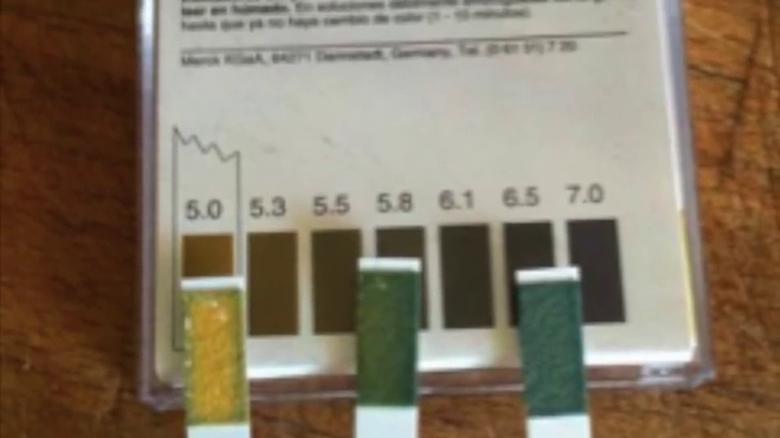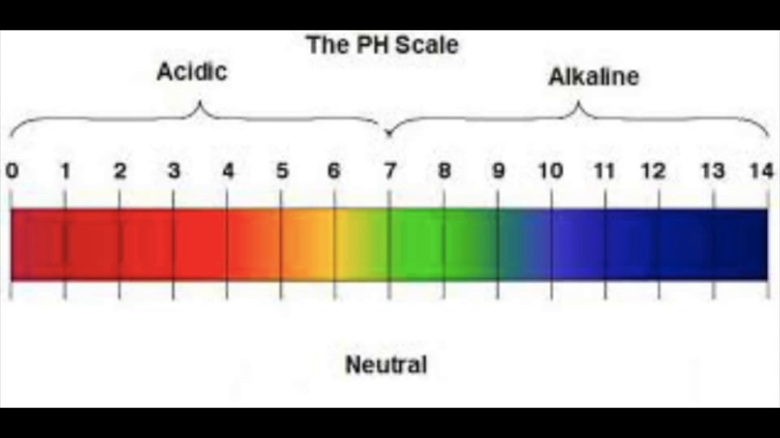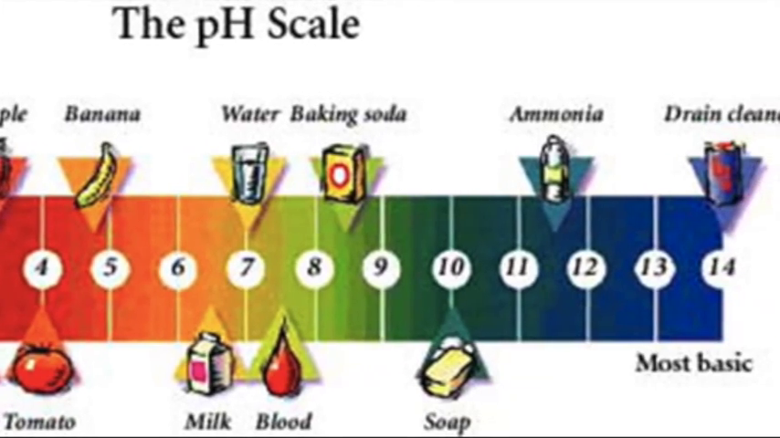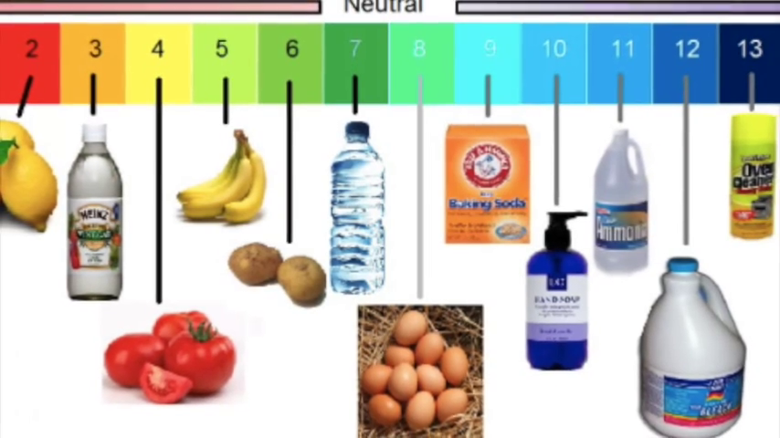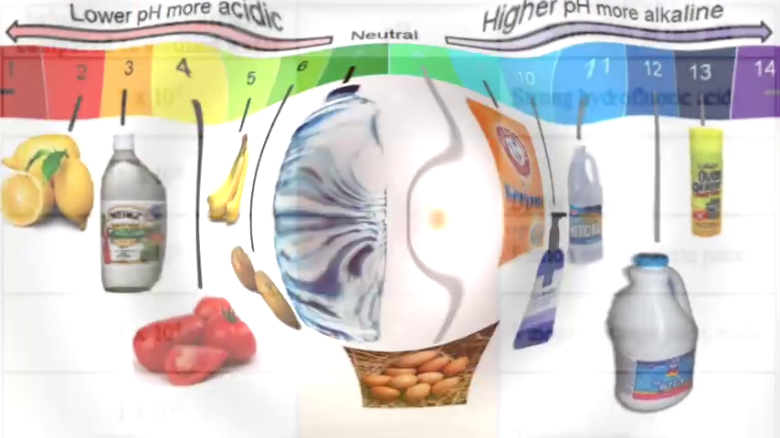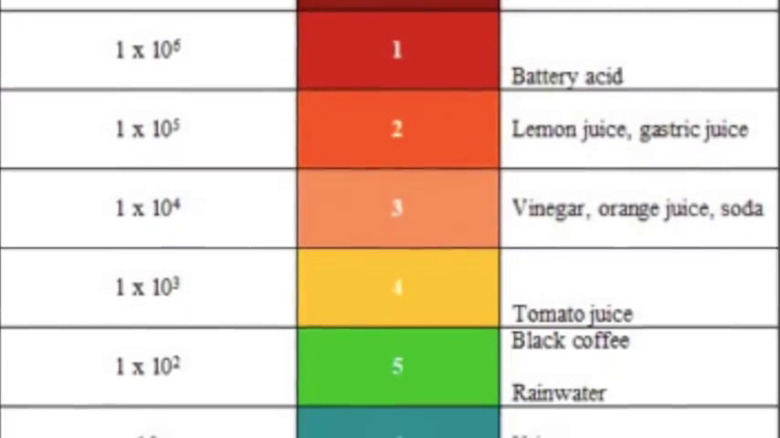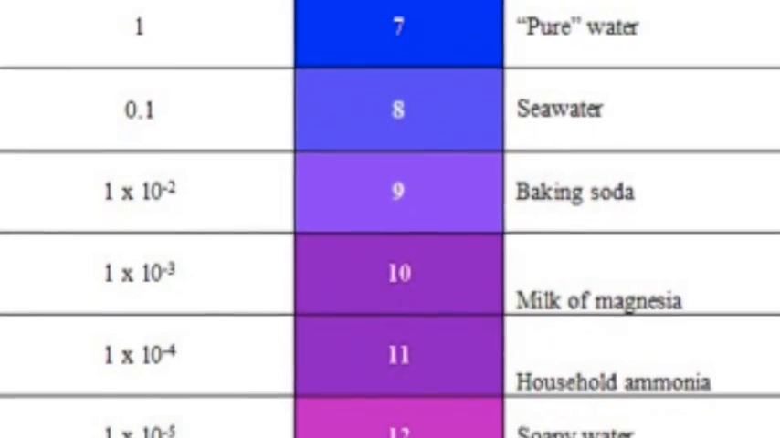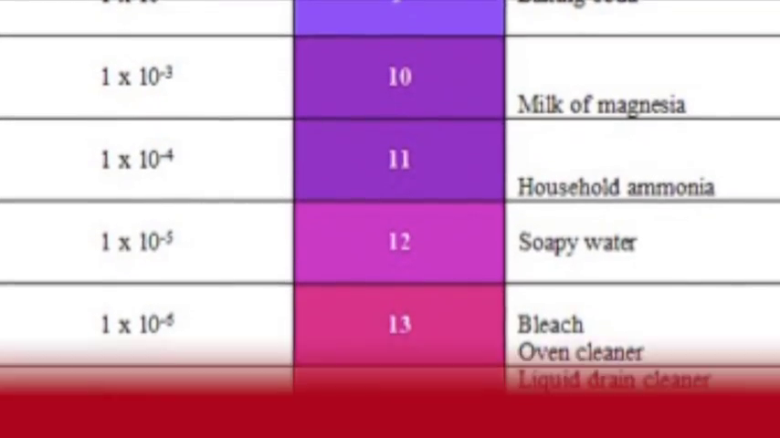Definition of pH: the logarithm of the hydrogen ion concentration of a solution. The pH scale measures how acidic or basic a substance is. The scale is from 0 to 14, where 0 to 6 is acidic, 7 is neutral, and 8 to 14 is basic.